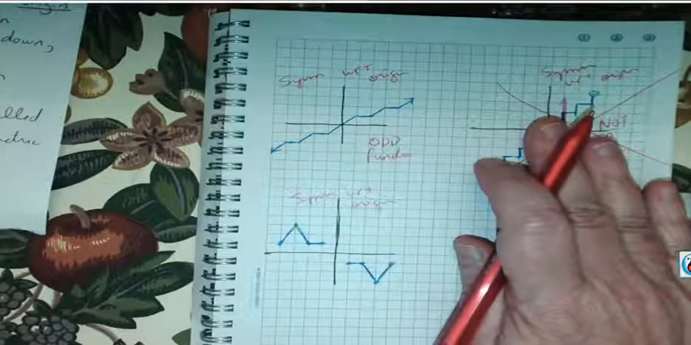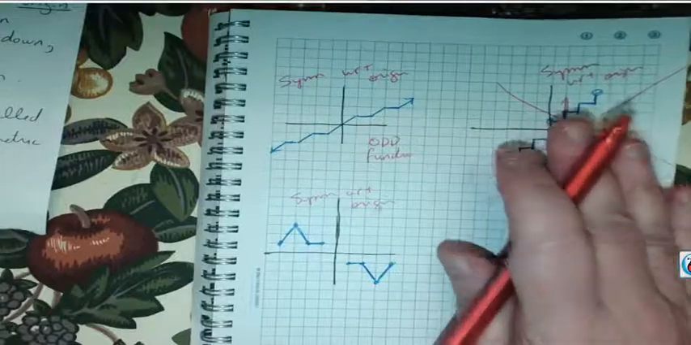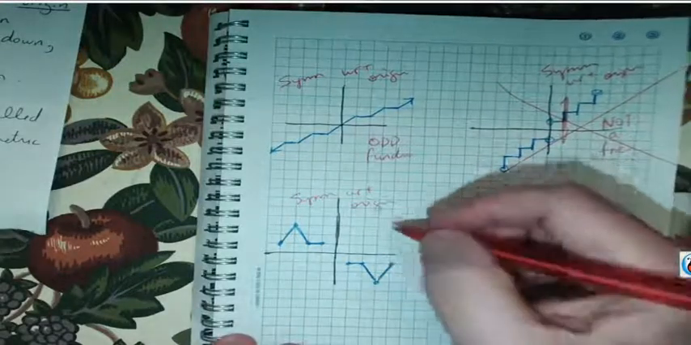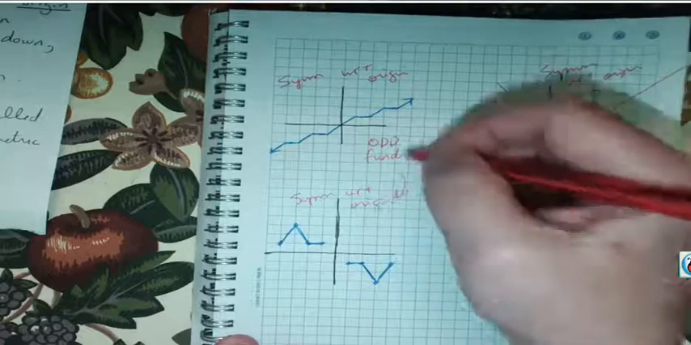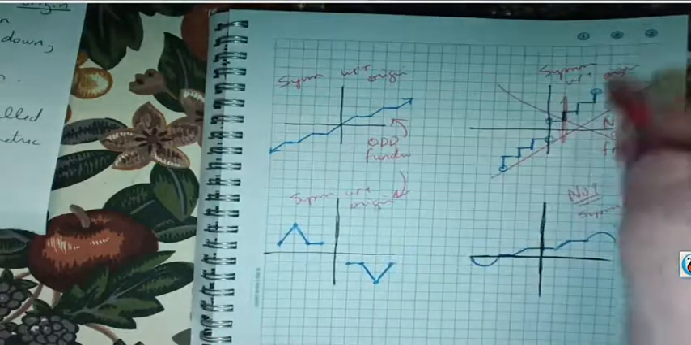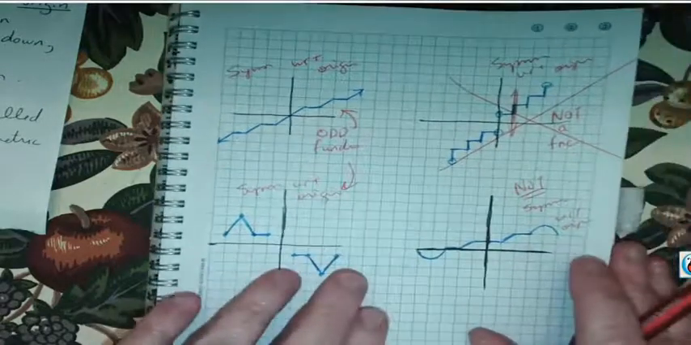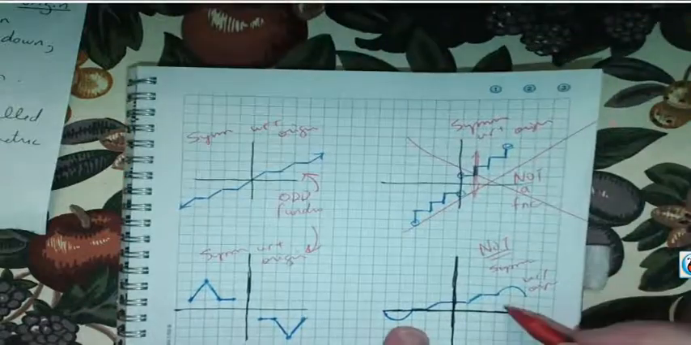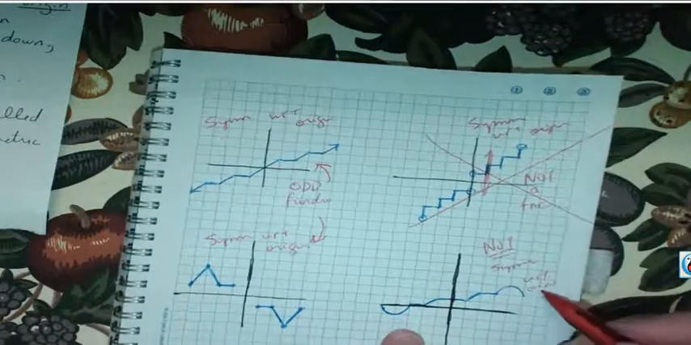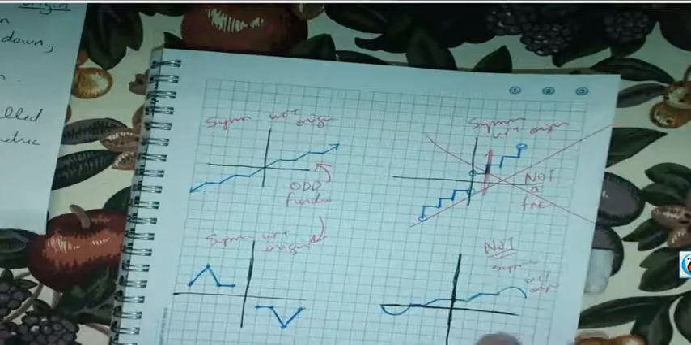What about that? Is that a function? It is a function. It passes the vertical line test. So both of these are odd functions. Neither one of those are an odd function. This is not symmetric with respect to the origin. That is, but it's not a function.